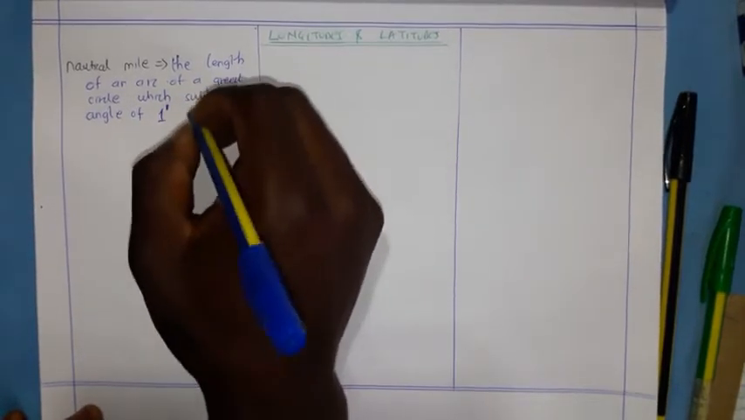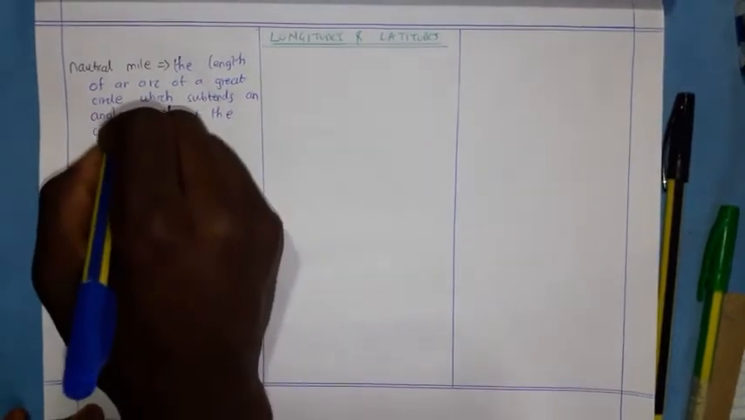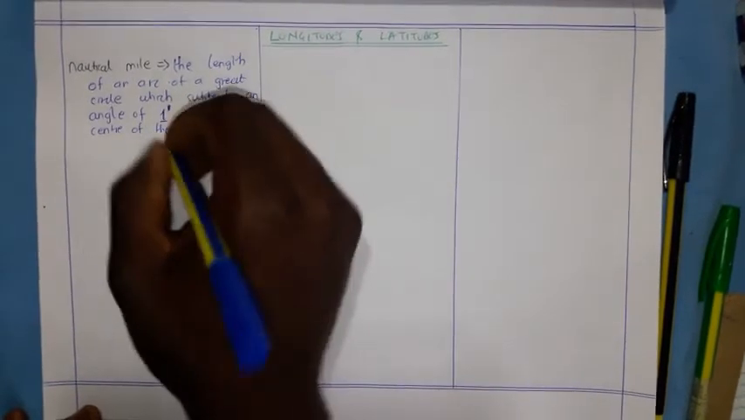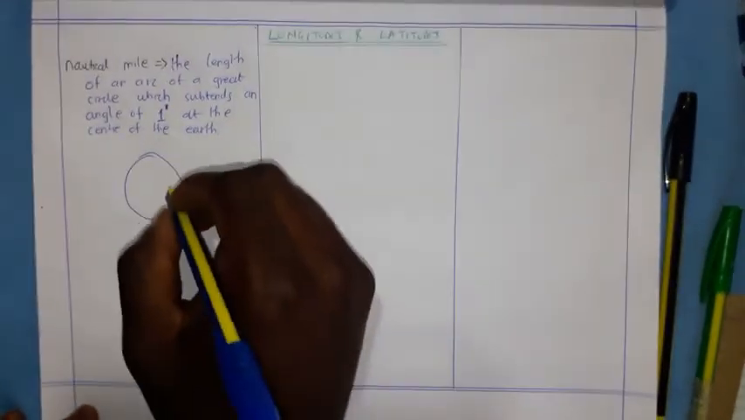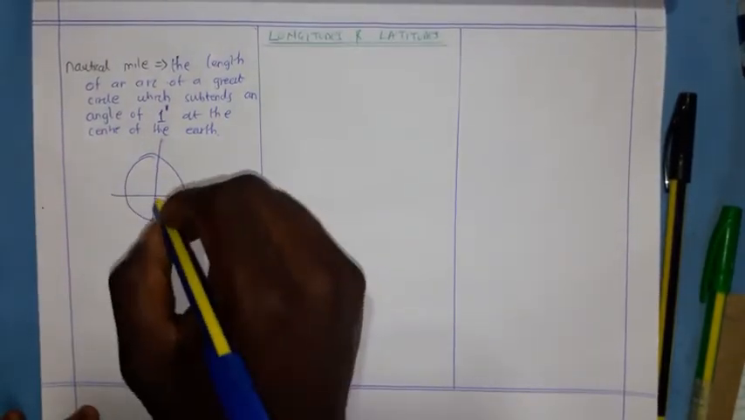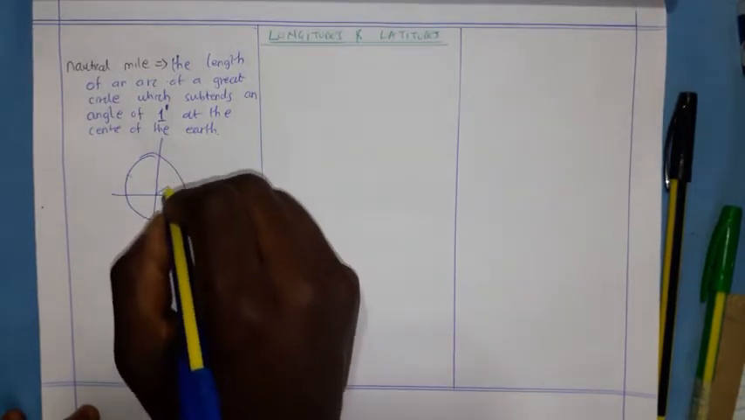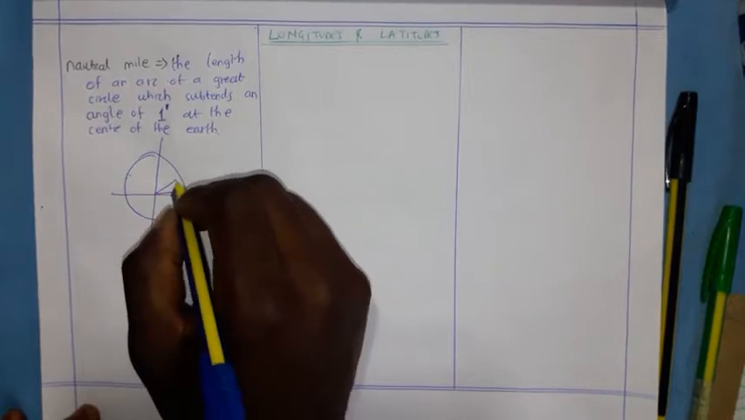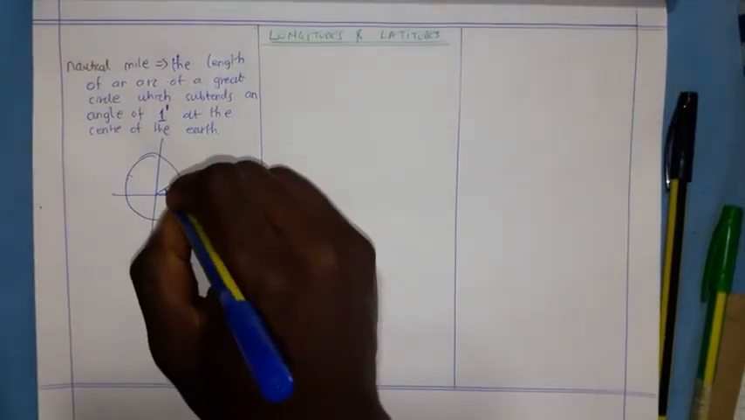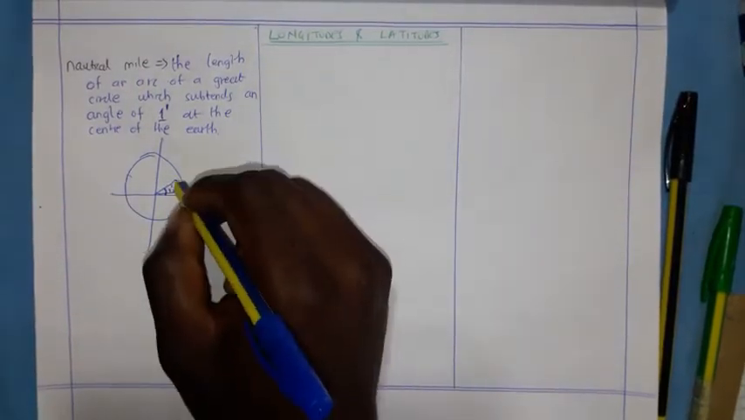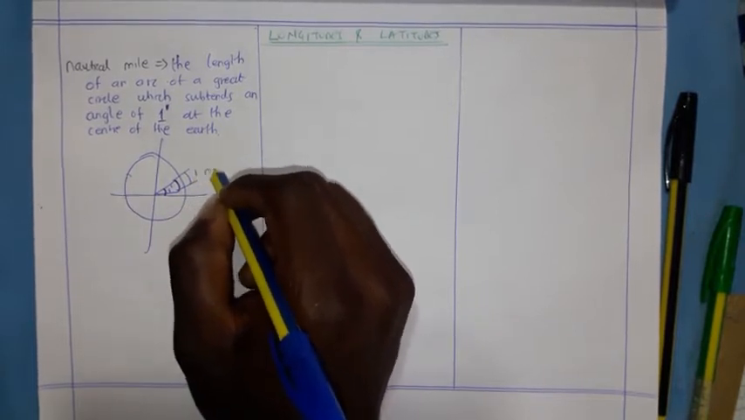This is what I call 1 minute, at the center of the Earth. So it means if I have my Earth here, and then I have a particular arc length, if this angle here is 1 minute, it means that the length of this arc here will simply be 1 nautical mile.